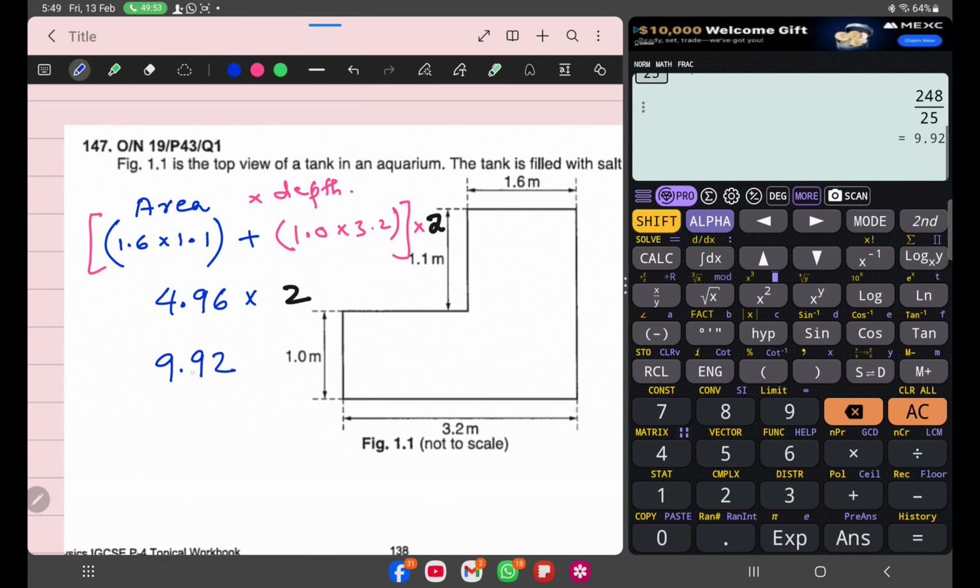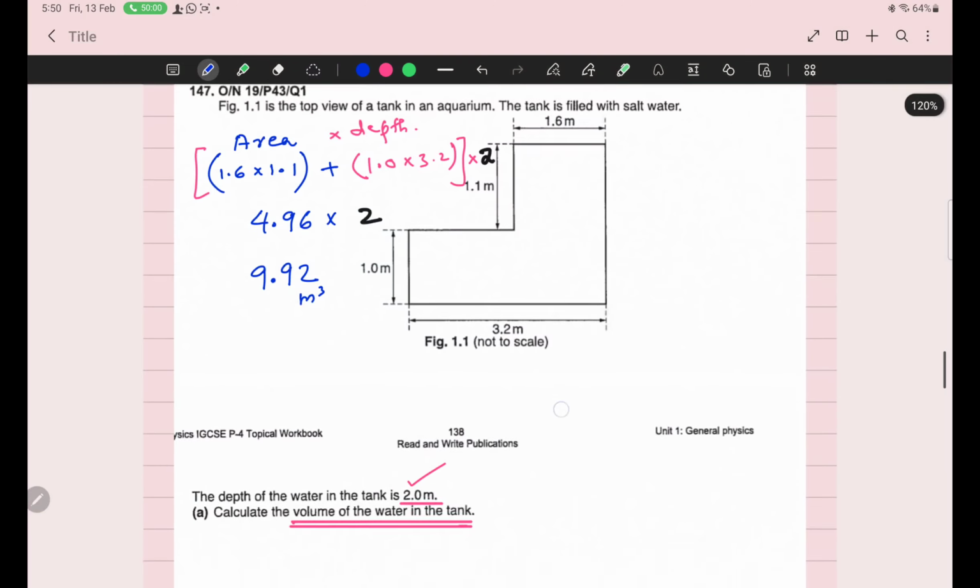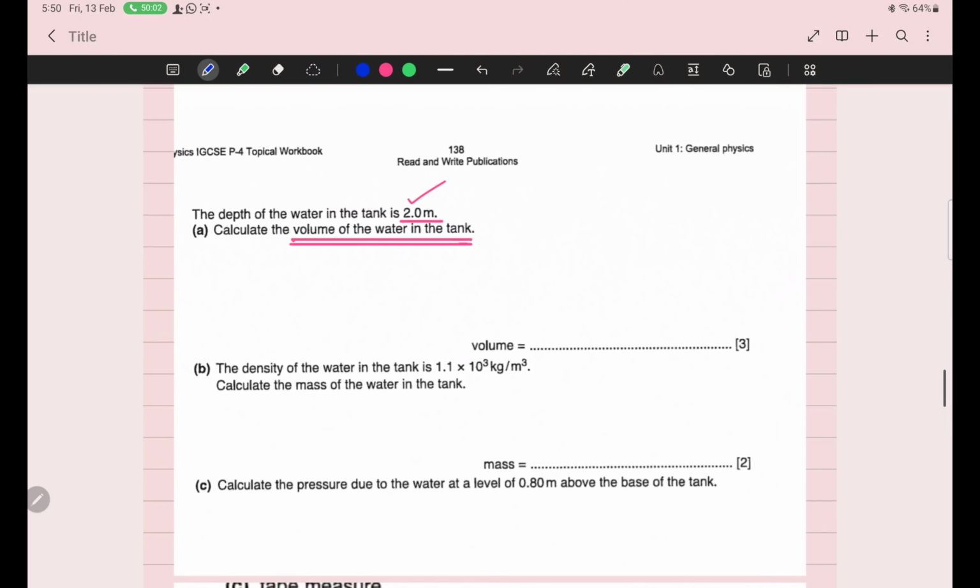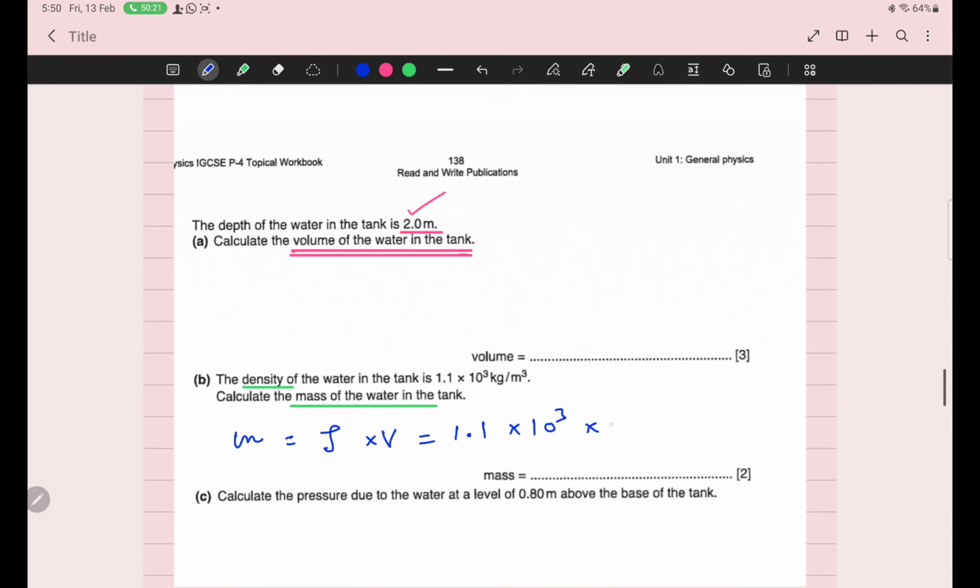Is it clear now? Okay. So this is the volume of the water. And now as we have calculated volume, we are given density and they are asking to calculate the mass of the water. So mass is equal to density into volume. So density is 1.1 and volume we have calculated 9.92. Then their product will give you mass.